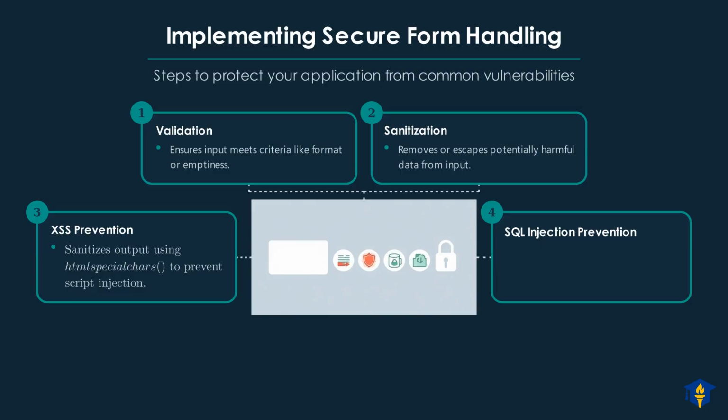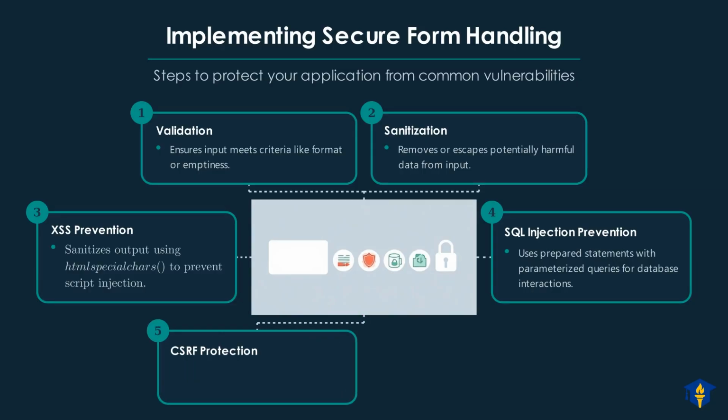Preventing SQL injection is crucial for safeguarding your database from unauthorized access or manipulation. This is achieved by using prepared statements with parameterized queries for all database interactions. Cross-site request forgery, or CSRF, protection prevents unauthorized actions on behalf of users. Implementing CSRF tokens helps prevent attackers from tricking users into performing unintended actions.